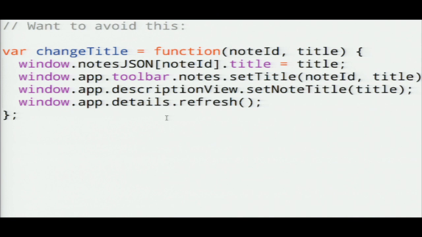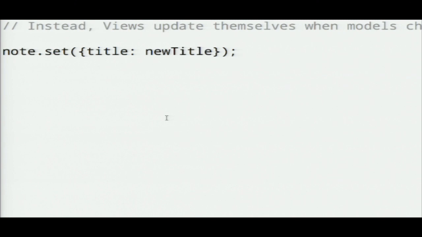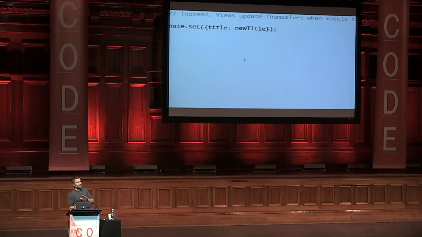So instead of this, the ideal way to write this change title function is just like that, right? Get rid of all the code. If you set a new title on the note, you want the rest of your system to react to it appropriately, to just simply update itself. So the idea here is that when you set a new property on a note, it will emit an event. It'll say, I've changed. And all of your views can listen for that change event. So instead, you have the description view saying, I'm going to listen to the current note. And whenever it changes, I'm going to update myself.